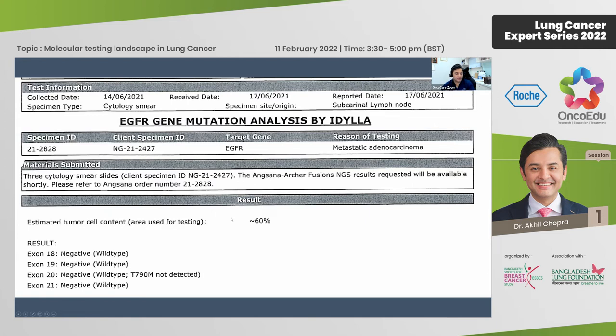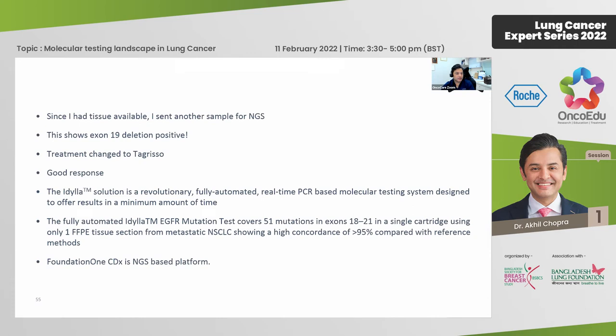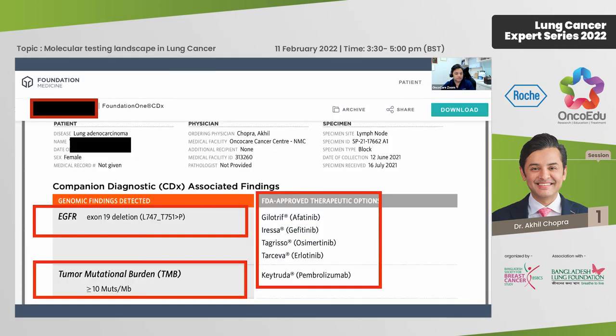So while I had to start her on treatment, I wasn't entirely convinced, and I sent another sample for comprehensive genomic profiling using the Foundation Medicine platform. And this is what the results showed. It took about 3 weeks for the result to come. And surprisingly, her tumor had an exon 19 deletion, which is the more common EGFR-driven alteration we do see in lung adenocarcinoma. And she has the option of multiple TKIs.